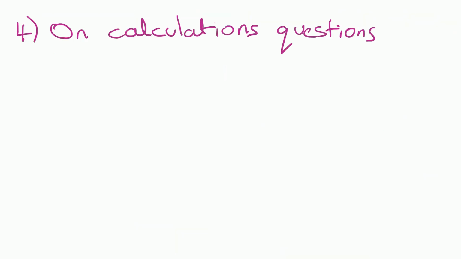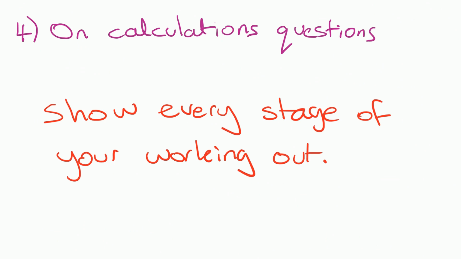On calculations questions, show every stage of your working out. I cannot stress this enough. If you do that, first of all, you're more likely to get the right answer. And also on a 4-mark calculation question, if you haven't showed your working out and you make a mistake, you'll get 0 marks because your answer will be wrong. If you have showed your working out and you've just made 1 mistake, there's every chance you could get 3 out of those 4 marks still, even though you've ended up at the wrong answer.